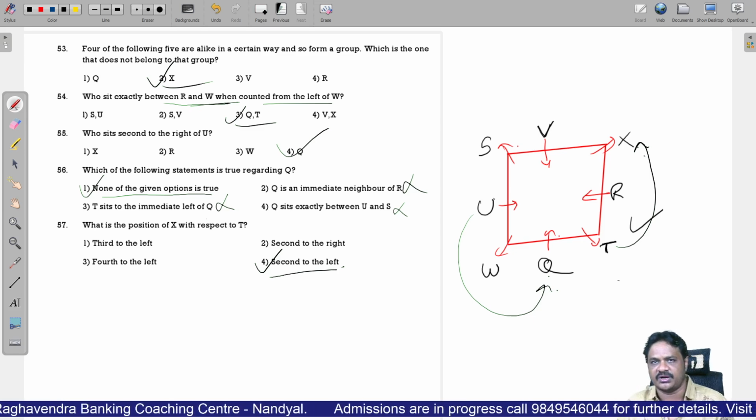So with this, we completed the seating arrangement chapter, and in the next classes, we will discuss the next chapter related to direction.